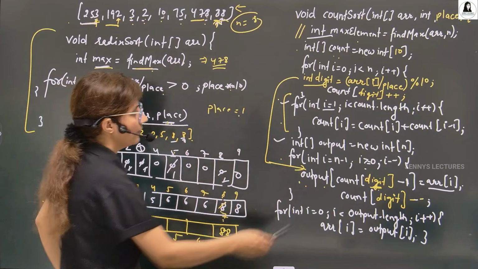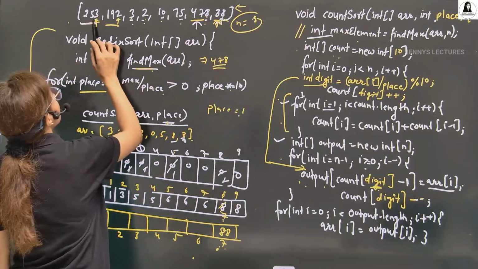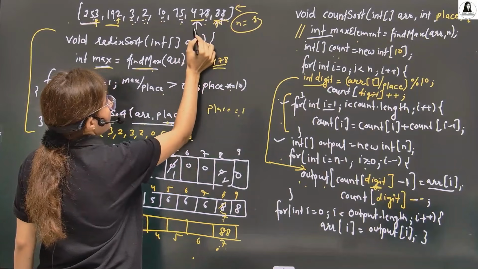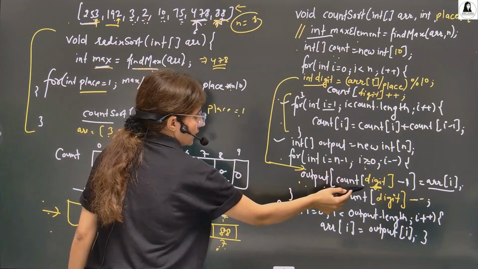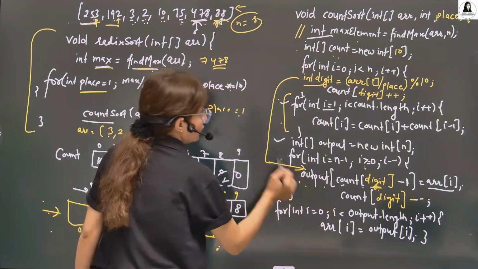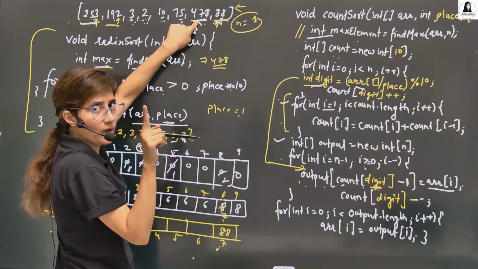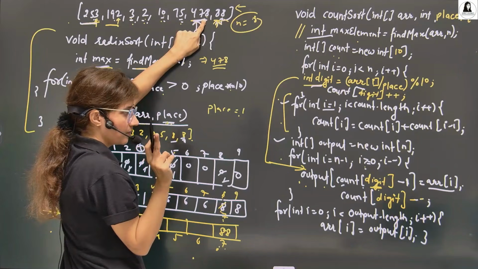So next time when i minus minus, i becomes this, that is 0, 1, 2, 3, 4, 5, 6, 7. So i was first 7, then it becomes 6. Now the same thing happens. Is the condition true? Yes, enter here. Count of, first find out the digit. Array of i is 478, 478 divided by place value 1, and then mod 10. It will give me again 8.